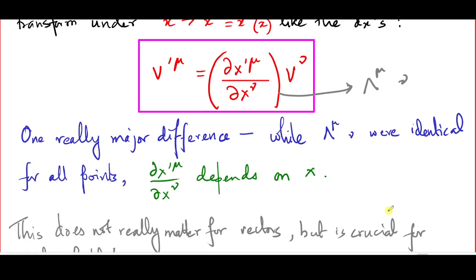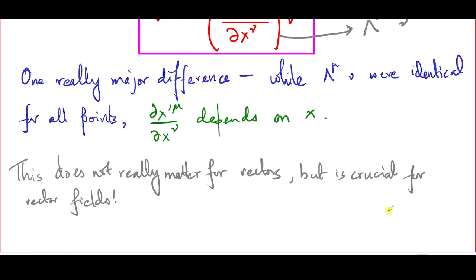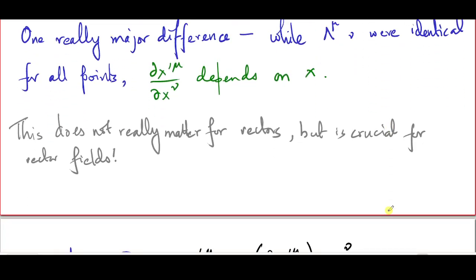But what we use very often are not vectors but vector fields. Vectors at different points in space-time. So it's not a single vector but a vector at each point of space or space-time as the case may be. Now this distinction, that del x prime mu del x nu changes from point to point, so the transformation depends on which point you are at, is crucial for vector fields. And the major reason why this is so important is the following.